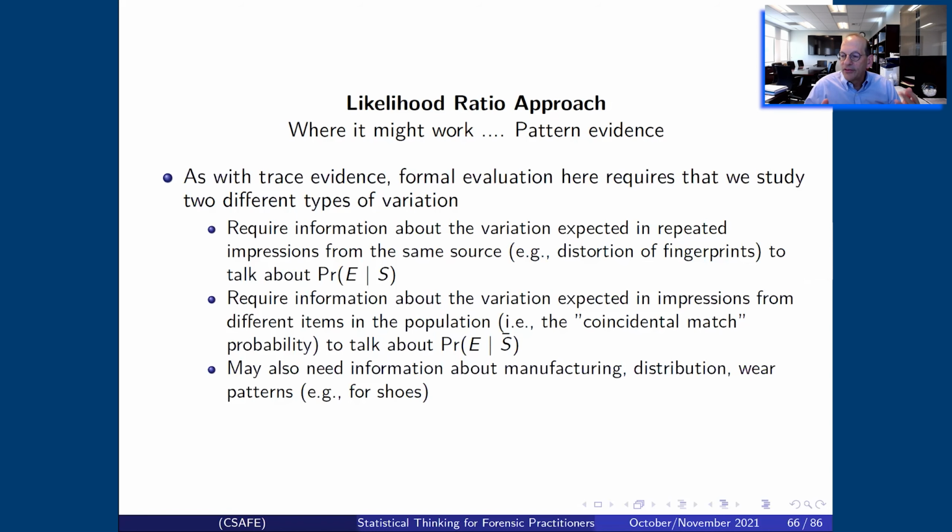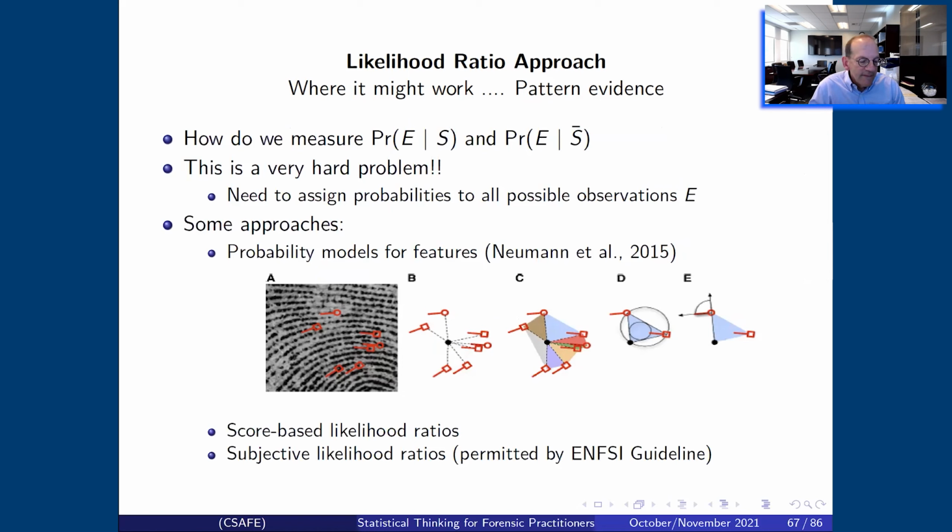So how do you measure the probability of evidence given same source and the probability of evidence given different source? This is a very hard problem. If you want to think about it the way we thought about it for the first two examples, DNA and glass, the analogous thing would be to say, I just need to be able to write down the probability of every possible pair of images. Well, that's not possible. Or of every possible set of minutiae.